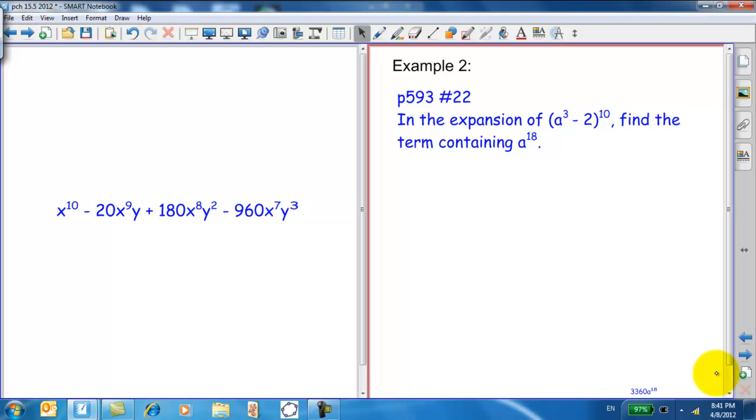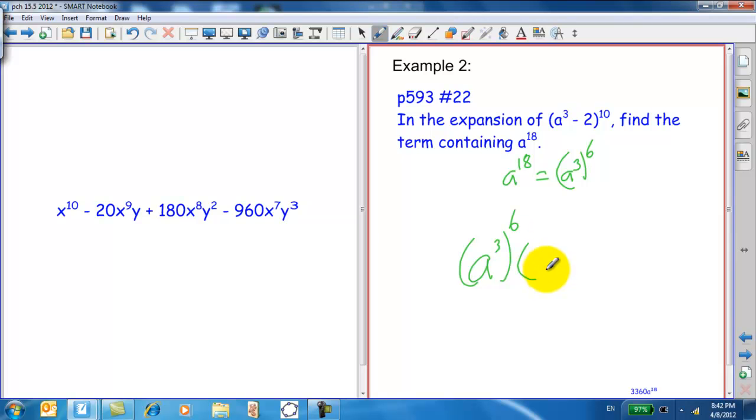Now this problem is a little more tricky because you have to find a certain term in the row. In the expansion of (a^3 - 2)^10, find the term containing a^18. Well, a^18, notice a is raised to the third already, so we have to think of a^18 as (a^3)^6. So when n equals 10 like this, we're going to have some term that has (a^3)^6, and so that leaves 4 powers left over, because the powers always have to add up to 10 out here. 4 powers left over for negative 2.